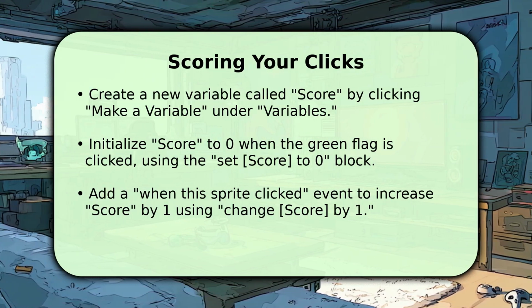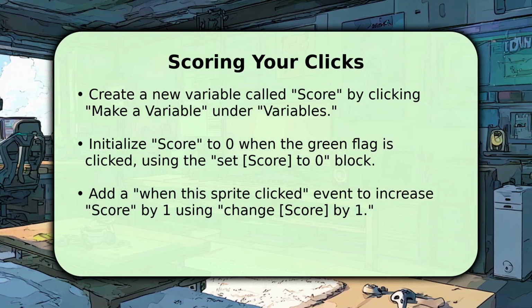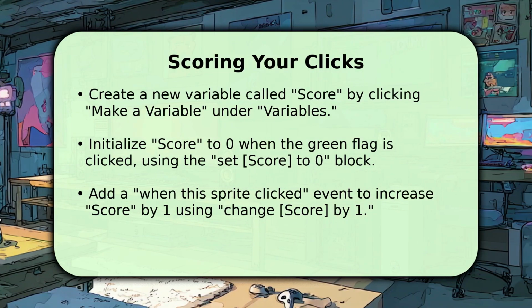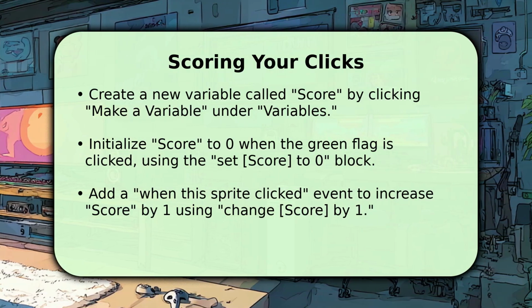When the game starts, make sure to set your score variable to 0. Then, attach a when this sprite clicked block to your main sprite. Inside this block, simply add change score by 1 to increase the points with every click.